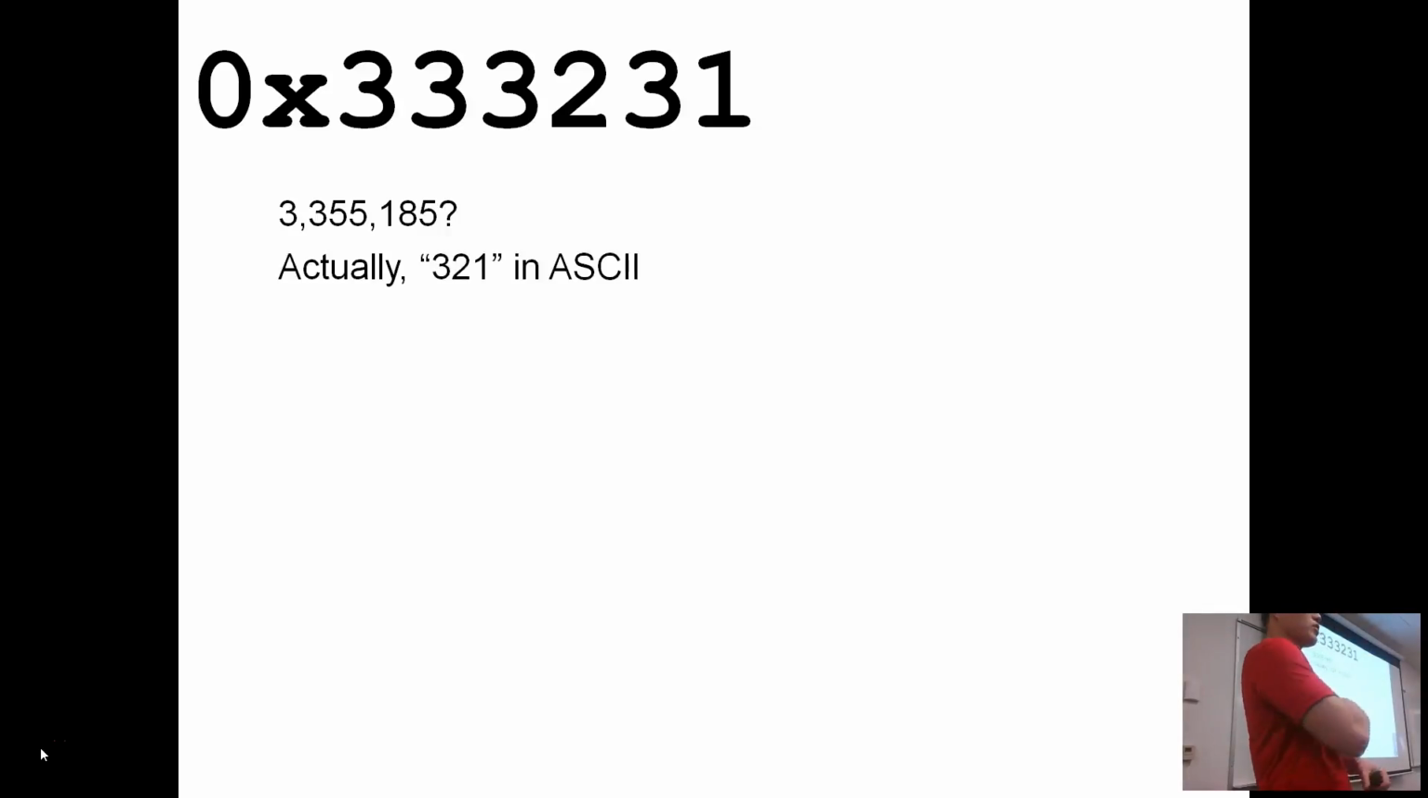Here's another hexadecimal number, hex 333231. It's a very big number. In fact, if you actually do the math on it, is this 3,355,185? Well, yeah, if it was an integer. But this is actually 321 again. This time it's in what's known as the ASCII representation. So this is the third or fourth time we've seen 321. It's been in a lot of different forms. Here it is in ASCII.